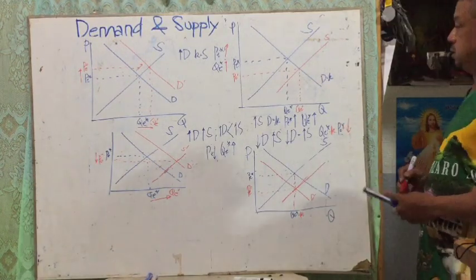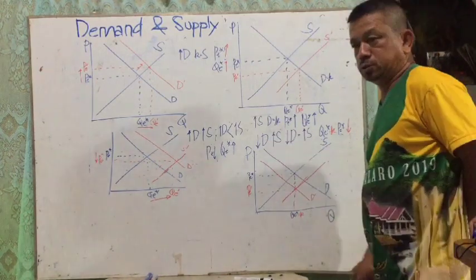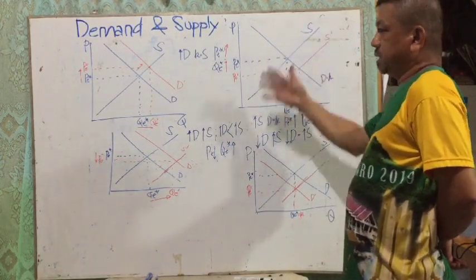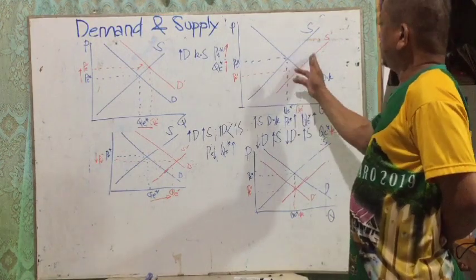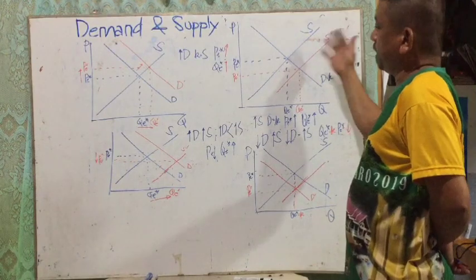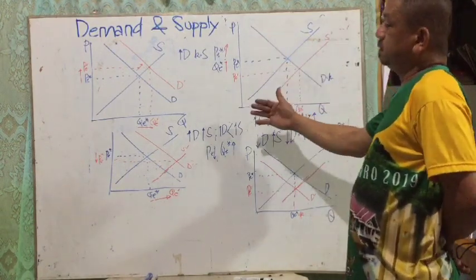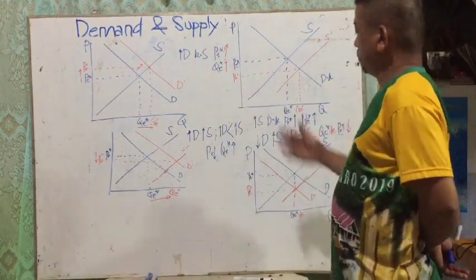Okay, so these are now the different situations based on the application of the movements of demand and supply, because we have discussed in our lecture last time that supply can shift either to the left or to the right because of the factors affecting supply. And on the other hand, we have also the factors affecting demand, which cause movement of the demand curve either to the left or to the right.